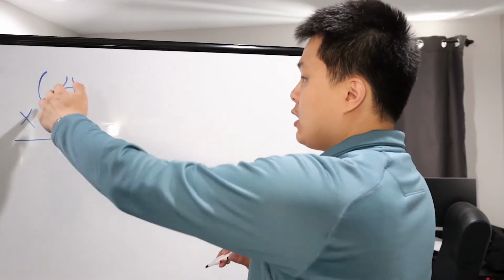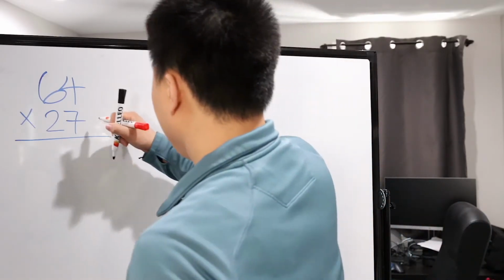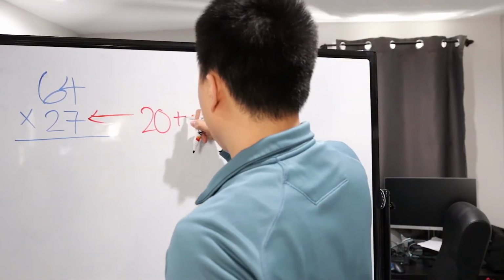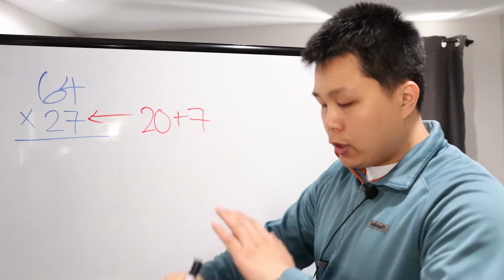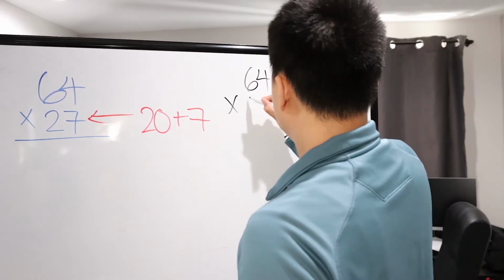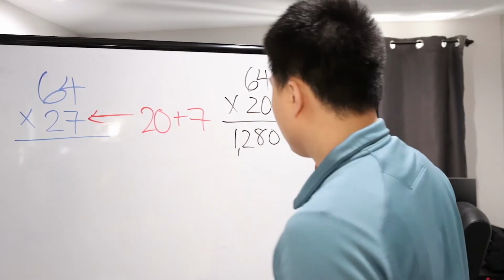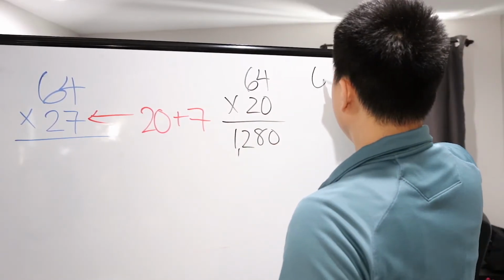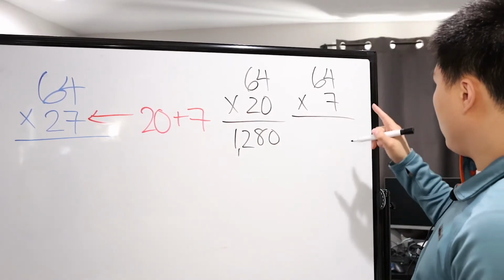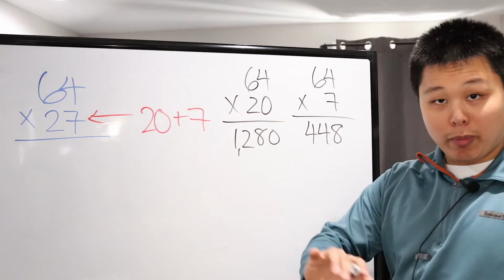So here we have 64 and 27. We're looking at the second number and we're going to break it down into its tens and its ones. In this case our tens is 20 and our ones is 7, so it's 20 plus 7. Once again, we have two separate multiplication problems now. We have 64 times 20. Well, that is 1280. And then we have 64 times the ones, which in this case is 7. So 64 times 7 is 448. Once again, check my math, I could be wrong on this.